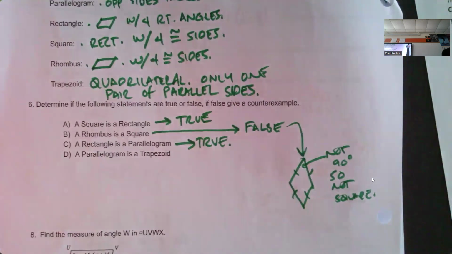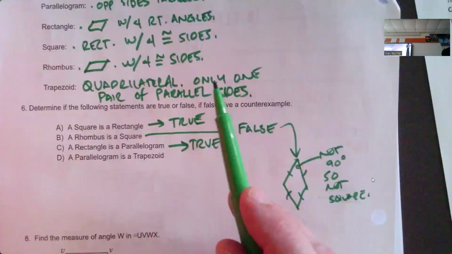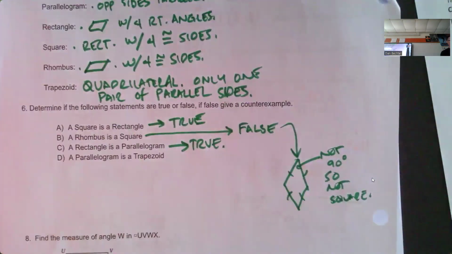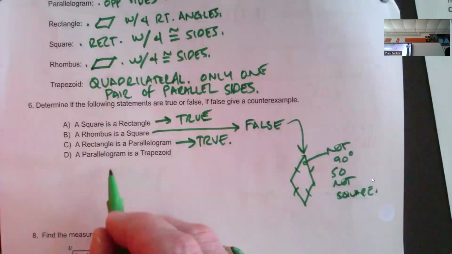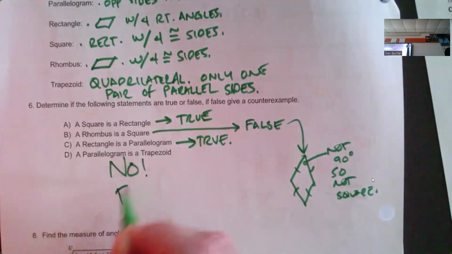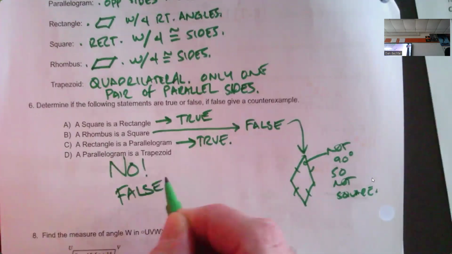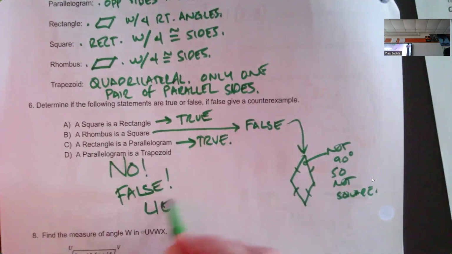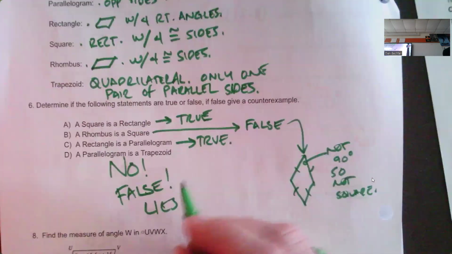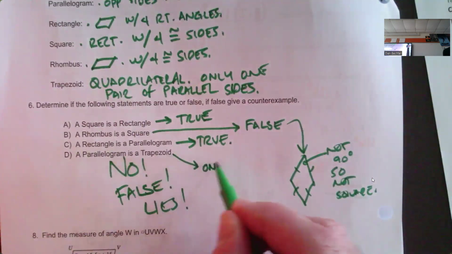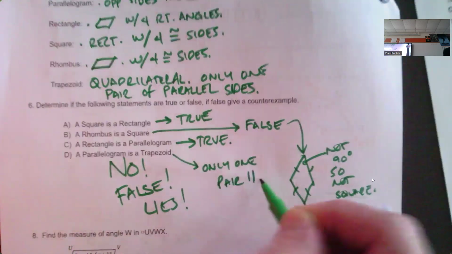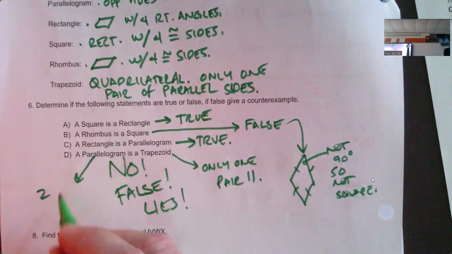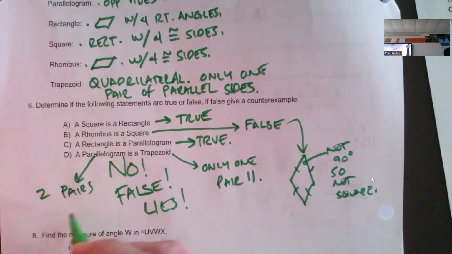The last one: is a parallelogram a trapezoid? Let's look at our definition. Quadrilateral where only one pair of parallel sides is there. How many pairs do parallelograms have? False. Only one pair parallel, two pairs parallel.